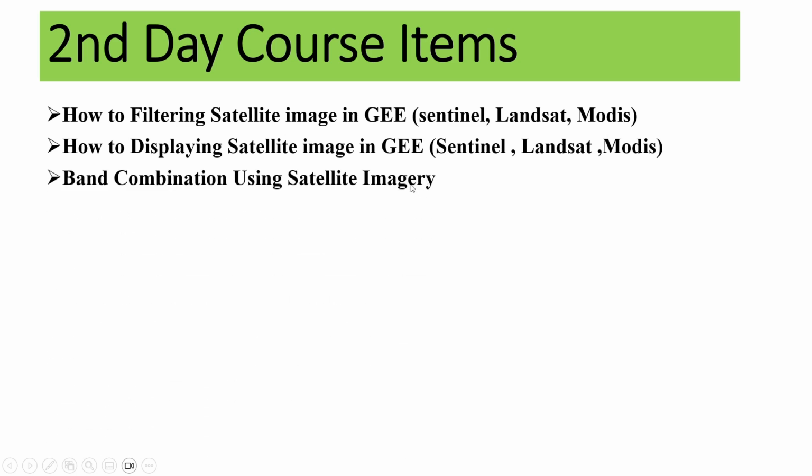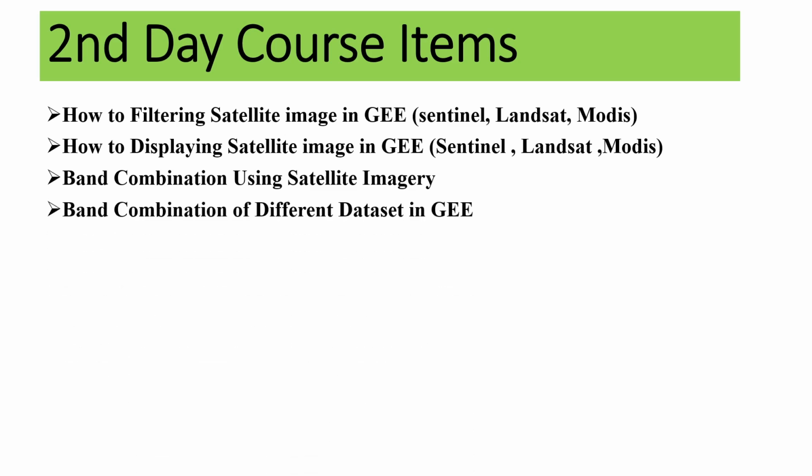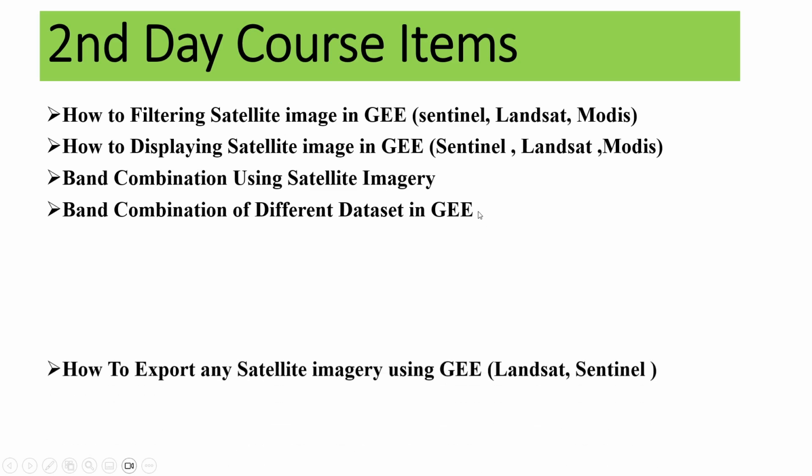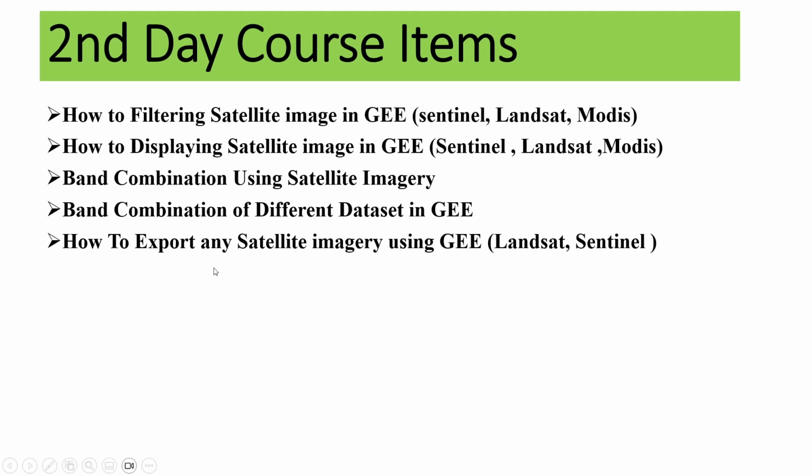Then we learn different types of band combinations using satellite imagery. We will learn band combinations of different datasets in the Google Earth Engine platform for your analysis. And also we learn how to export any satellite imagery. Suppose you make your analysis in the Google Earth Engine code editor, and then you want to export this satellite imagery, Sentinel, Landsat, or any other. You can easily make your analysis and export using the Google Earth Engine platform.